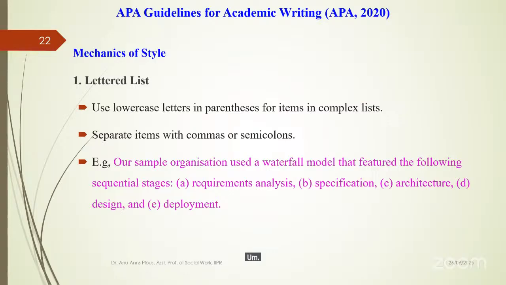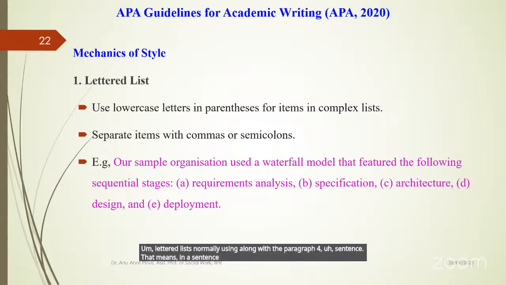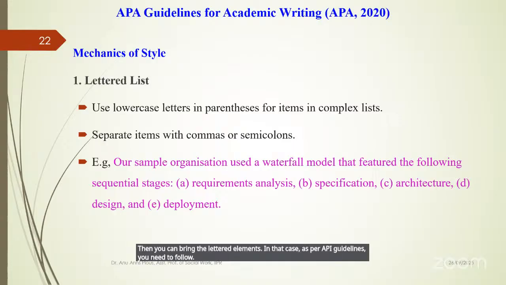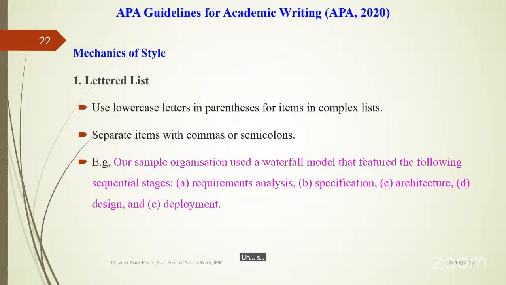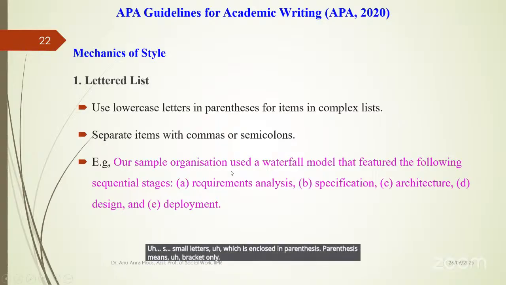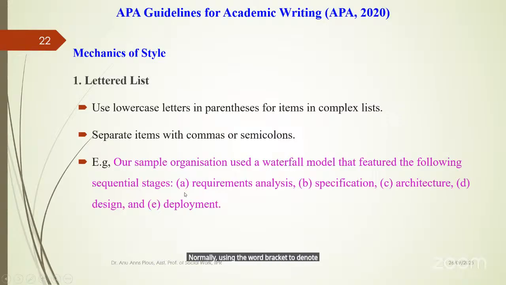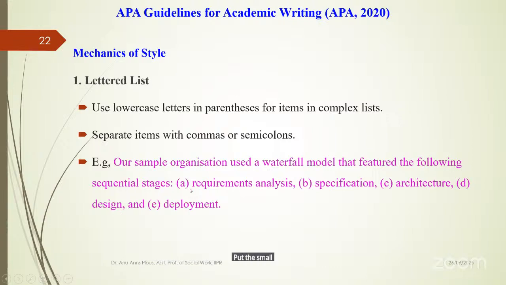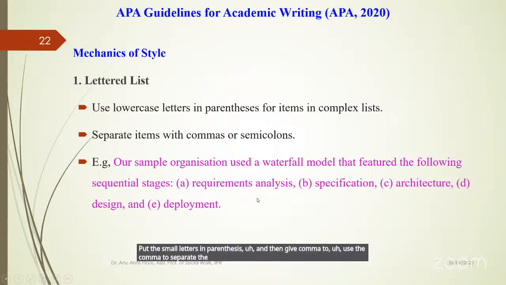Lettered list is normally used along with the paragraph or sentence. That means in a sentence or in a paragraph, if you want to bring certain elements, then you can bring the lettered elements. In that case, as per APA guidelines, you need to follow small letters which are enclosed in parentheses. Parenthesis means bracket only. We normally use the word bracket to denote this, but this is known as parenthesis. You have to put the small letters in parentheses and then use a comma to separate the elements till the last element.